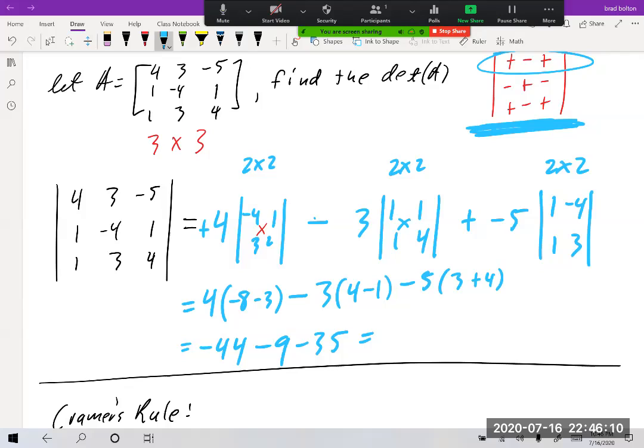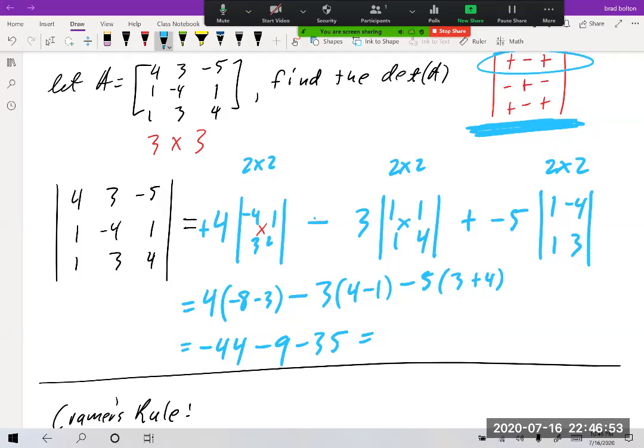So when all is said and done, let me make sure I get the right answer for you guys. I got 4, 3, -5. When we add this up, that will be 11. Let me add this real quick: -44 minus 9 minus 35. That doesn't seem right. Number 1C. Let me see where I made my mistake. Did I write it wrong? 4, 3, -5, 1, -4, 1, 1, 3, 4.